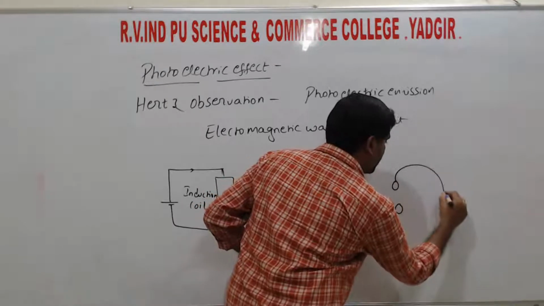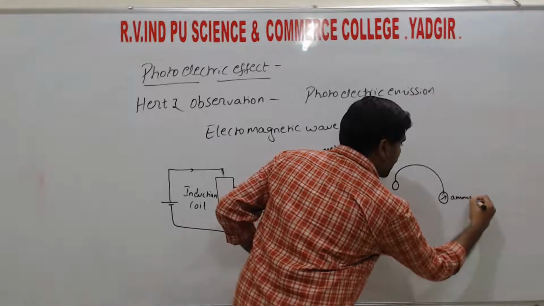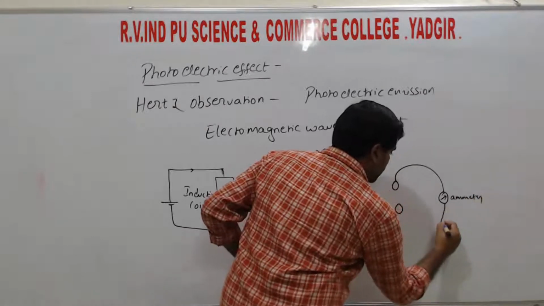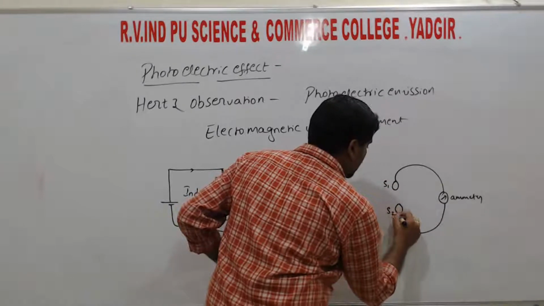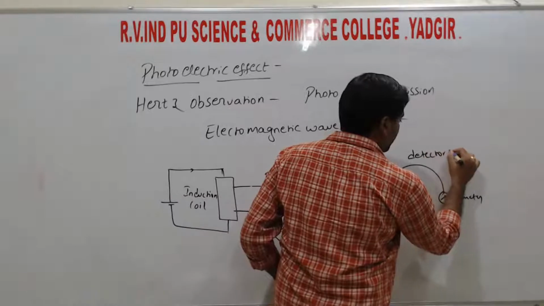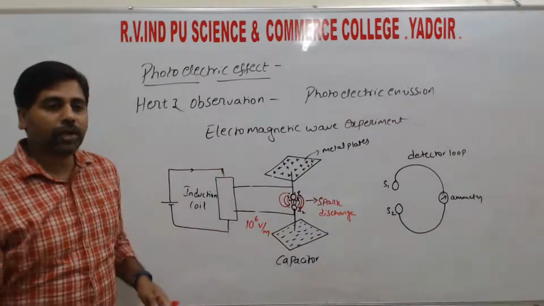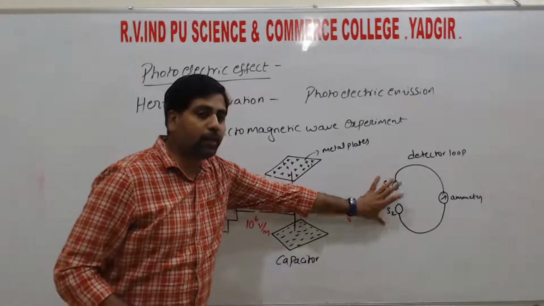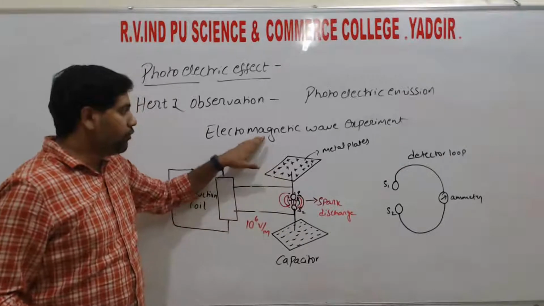Here we have one sphere and here we connected an ammeter, so this one behaves as S1 and S2. So this loop is the detector loop, right? So he placed one detector loop near this electromagnetic wave experimental setup.